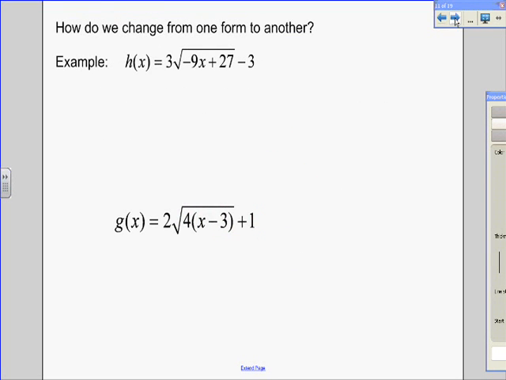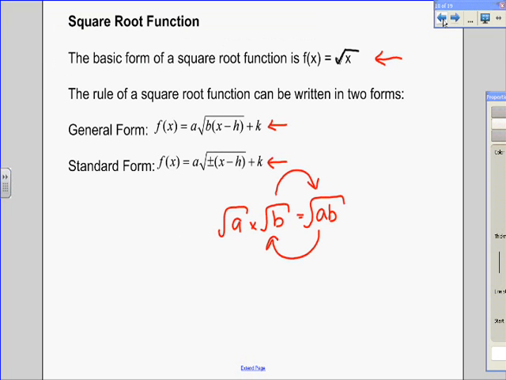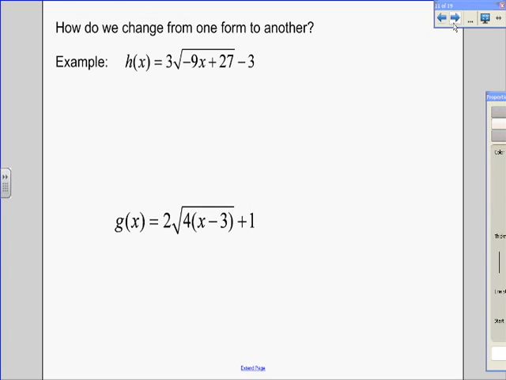So let's say I have a function h of x, and I would like to change it from general form into standard form. So right now, I'd like to basically find a way to remove the numbers in front of the x. So here I have 3 times the root of, and I'm going to change this term a little bit. I'm actually going to remove a negative 9 from both terms. So I end up with this. I've removed a negative 9 from this term and a negative 9 from that term. And it's left me with negative 9 in brackets x minus 3, and the negative 3 on the end is still the same.